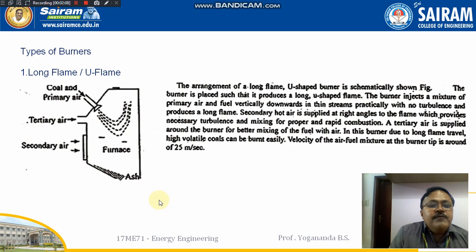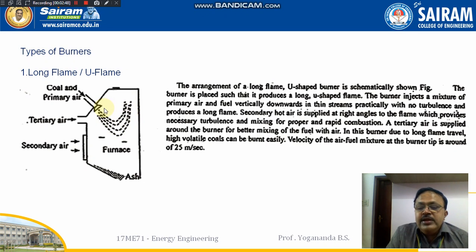So the different types of burners used in the furnace. As I said, the type of the burner used will decide the efficiency of the furnace. Based on the design of the furnace, we have different types of burners here. The first one is the long flame or the U flame burner. The arrangement is shown schematically here. The burner is placed at some inclination so that it produces a long U-shaped flame.